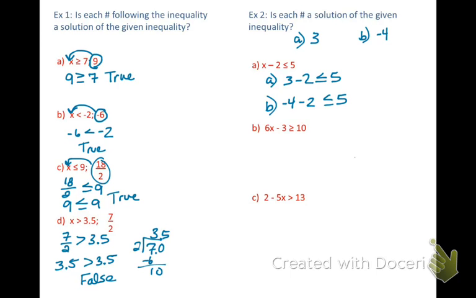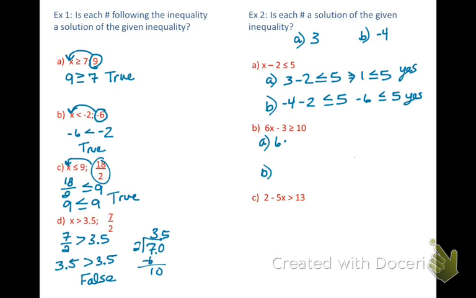Well, 3 minus 2 is 1. So 1 is less than or equal to 5. And that's a true statement, so you say yes. -4 minus 2 is -6, is less than or equal to 5. -6 is less than 5, so yes. Try it again. So you have A and B.